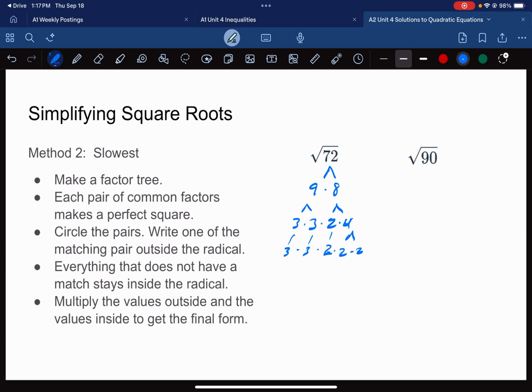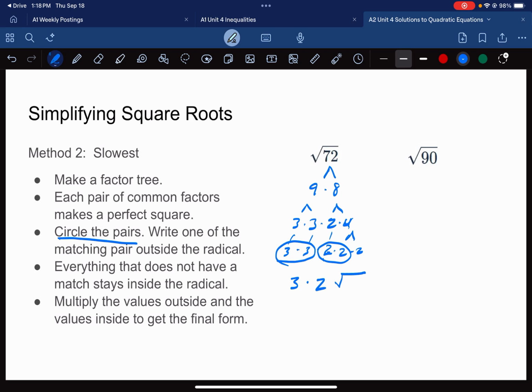And finally, all of these are prime numbers, right? I can't split them down any further. So for every pair, right here, circle the pairs. Pair of 3s, pair of 2s. Write one of the matching pair outside the radical. So I'm going to write a 3 outside the radical times, I'm going to write a 2 outside the radical.